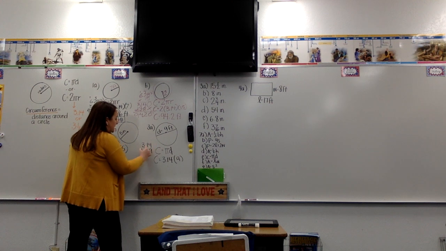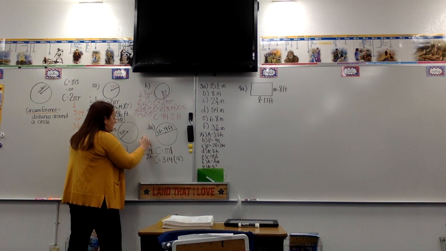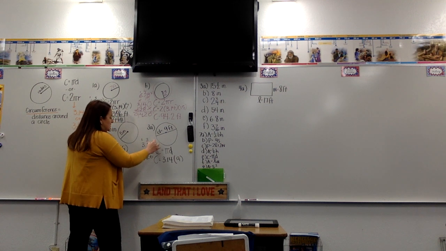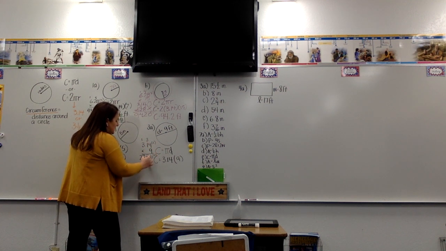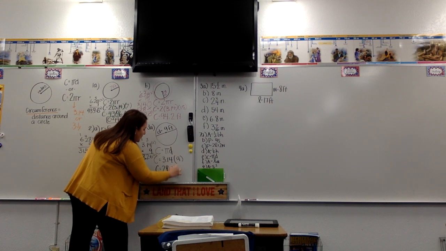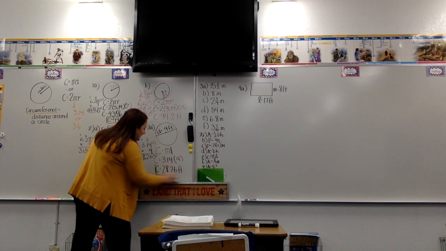3.14 times 9. 9 times 4 is 36. 1 times 9 is 9 plus 3 is 12. 3 times 9 is 27 plus 1 is 28. My 2 decimal places, 28.26. Circumference equals 28.26 feet.